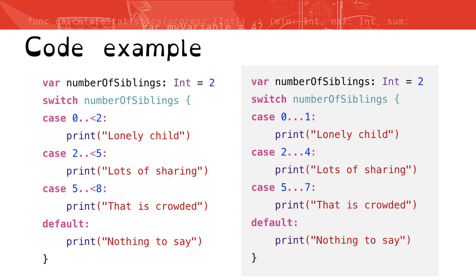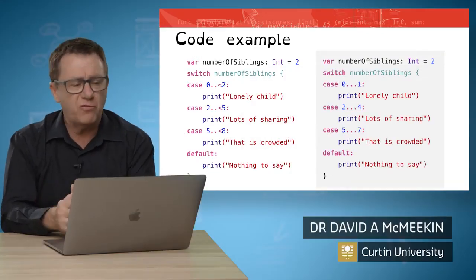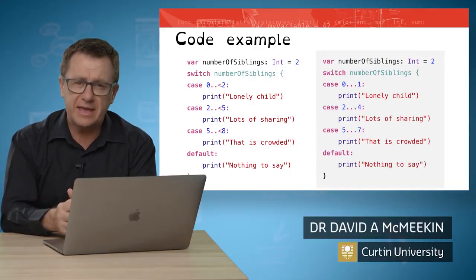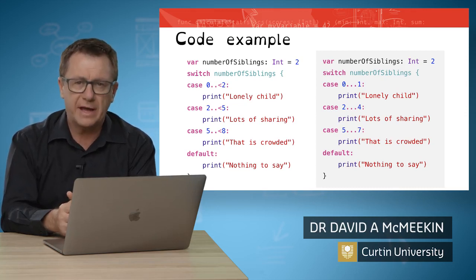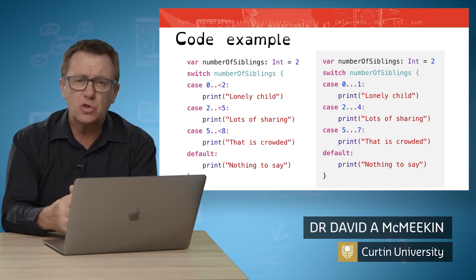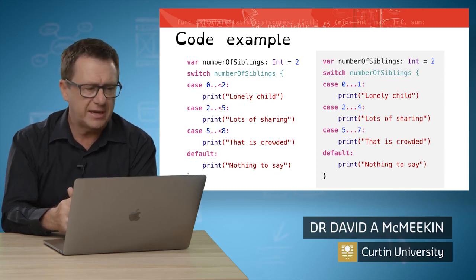So the code on the left-hand side, we have case 0, less than 2. We're looking to see if the value of our variable is 0 or 1. If we look to the code on the right-hand side, we have case 0, 1, doing the same thing as what's done on the left-hand side. And we can work down those case statements looking at it.